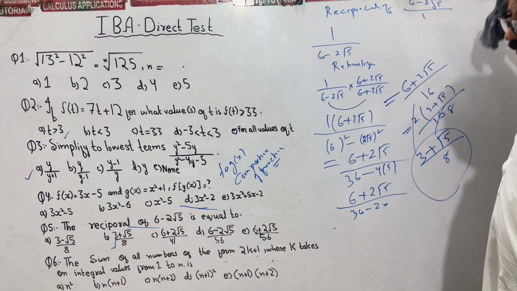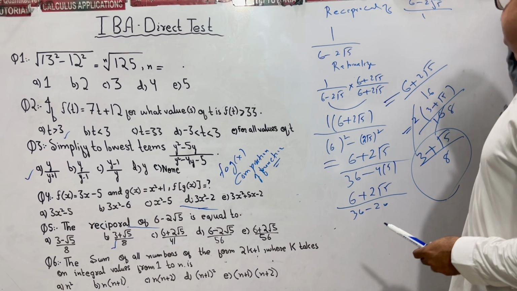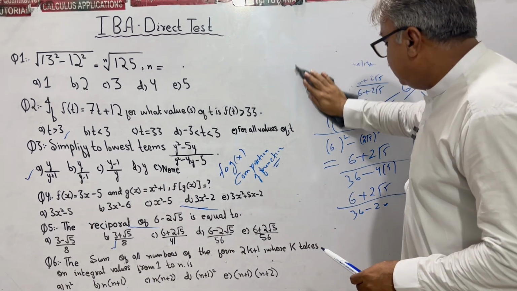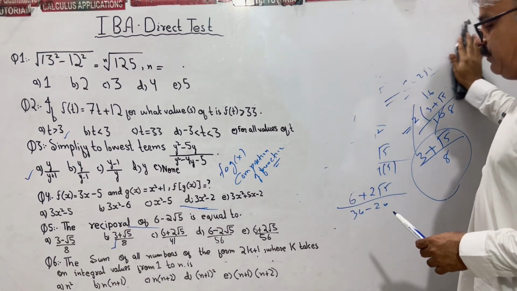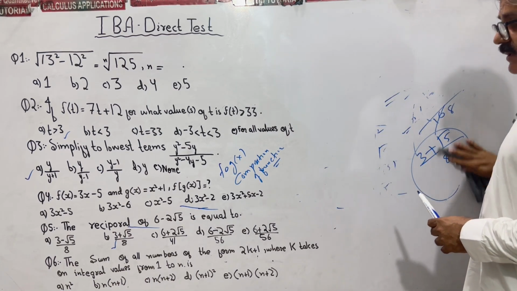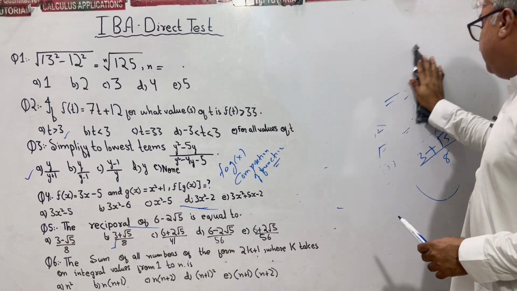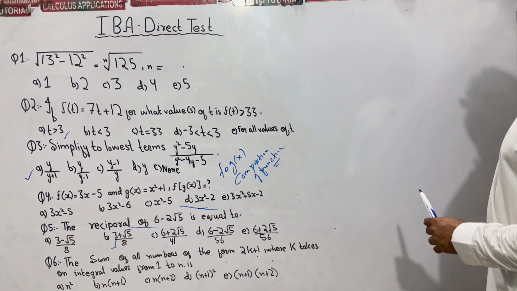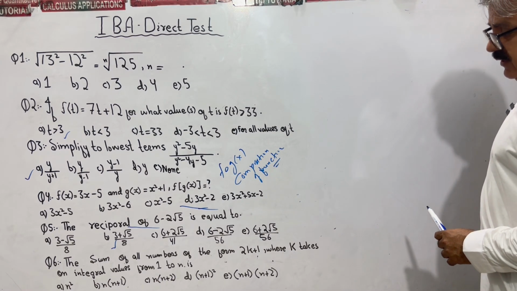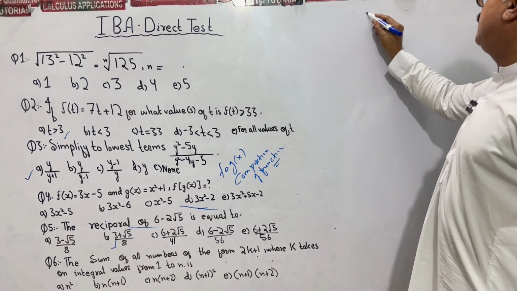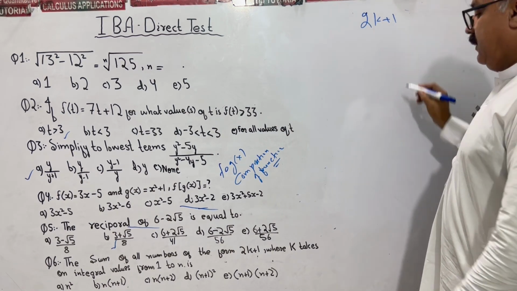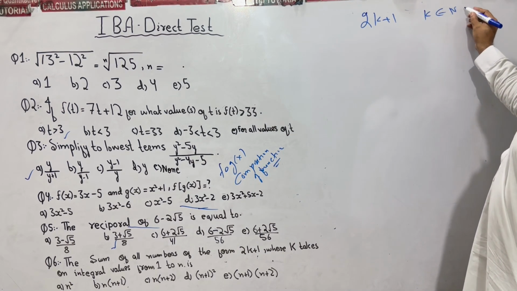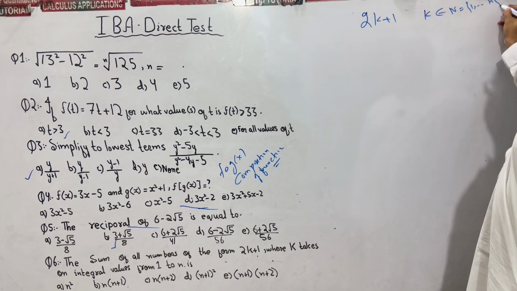Moving towards the final question, a graceful question at the end. The sum of all numbers of the form 2k plus 1, where k takes on the integral values from 1 to n.